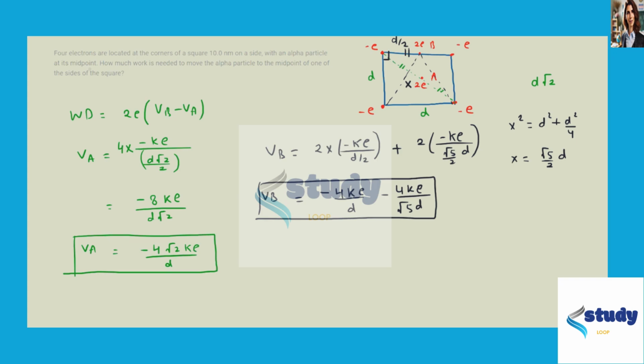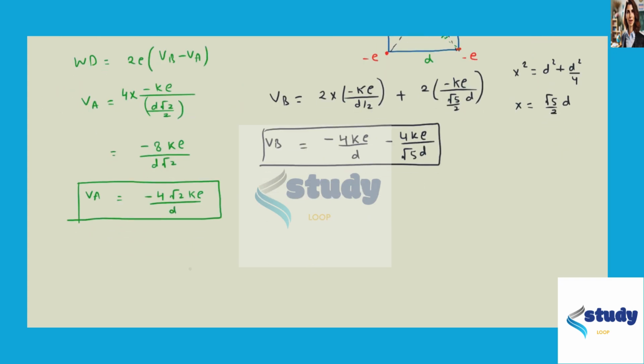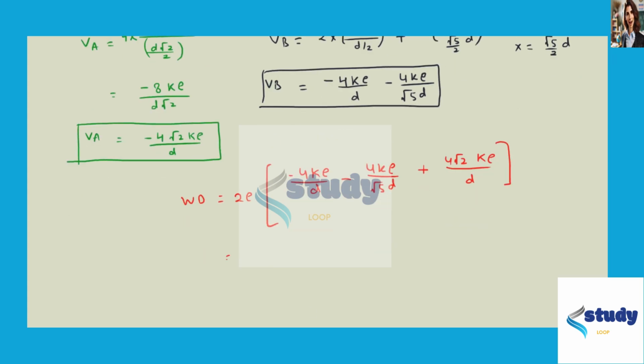So we need to find the work done. Here's the formula for the work done, and we're going to substitute everything. The work done is going to be 2e times VB, which is minus 4ke over d minus 4ke over root 5 d, minus VA. So minus and minus become plus 4 root 2 ke over d. We can take ke over d out, so we are left with minus 4 over root 5 plus 4 root 2.